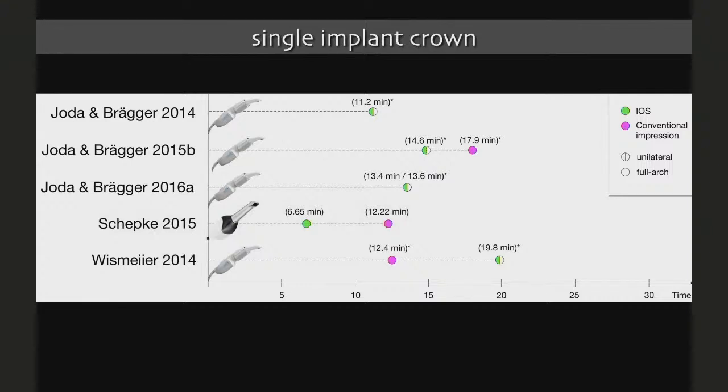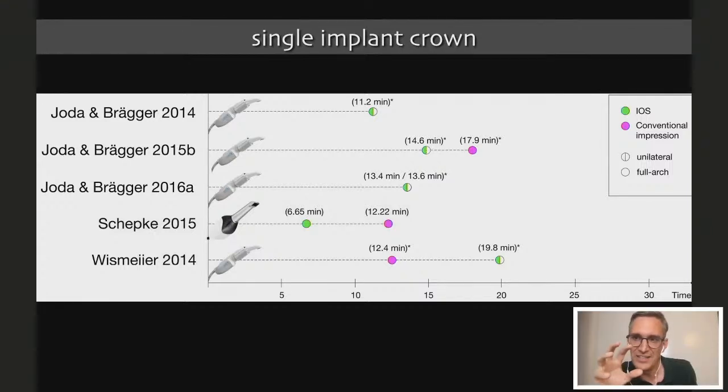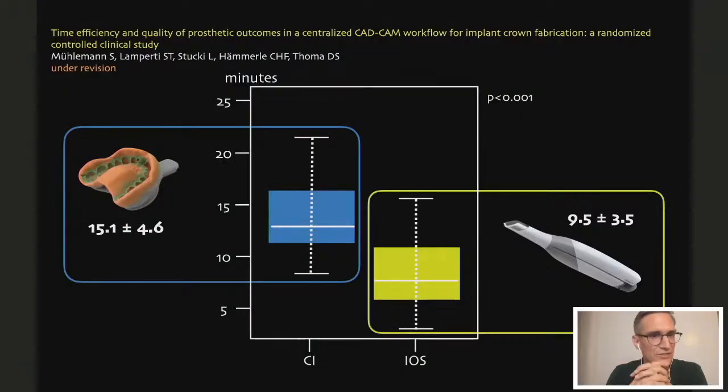Maybe if I go back there, for example, Yoda and Brecker, in a digital workflow we can limit the scan area to the area of interest. The area of interest for a single implant crown is just half of the jaw. In a conventional impression, you need to take a complete impression of the upper and the lower. So that's something you can only do with an intraoral scan, limiting the area of interest. We did the same in our group here in Zurich and ended up with the same numbers. Again, we could save like 5 minutes.